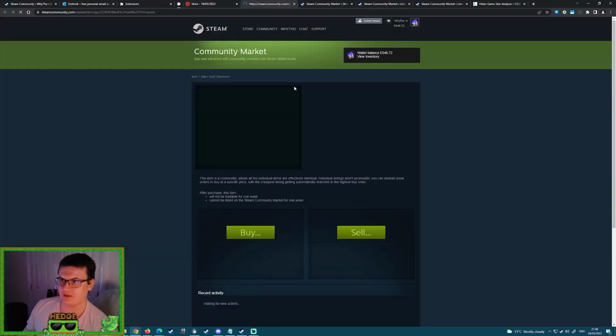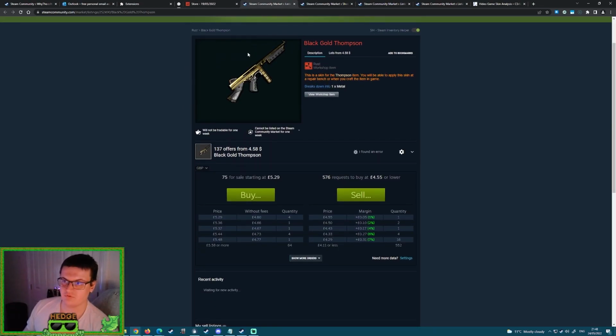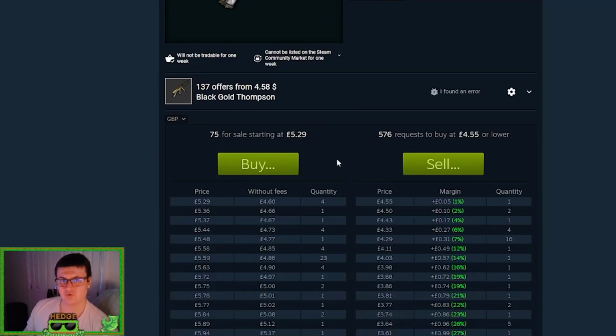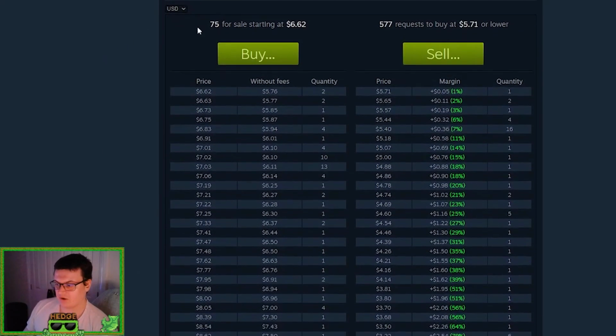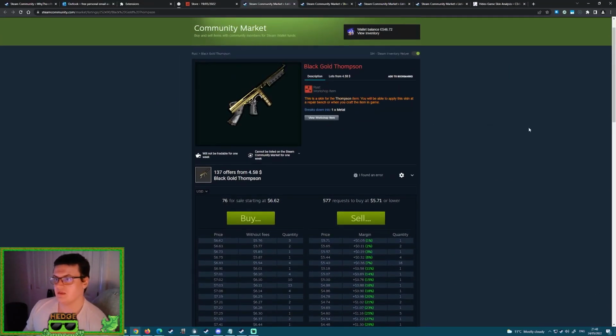Let's go take a look at how many there are in the market. So I said this was a much more comfortable, reasonable amount bought. Only 75 of them are on the market. That is quite low. Right now it's selling for $6.62. That's the cheapest one on the market right now, and its buy orders are matching up quite nicely up to it as well. That's nice to see.